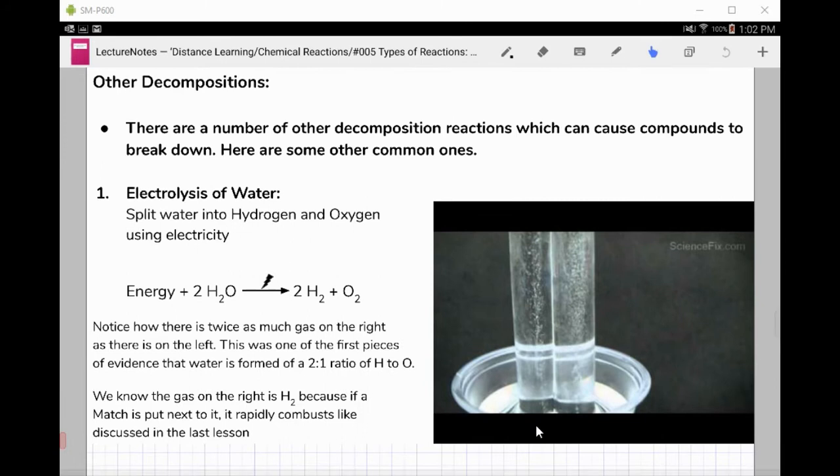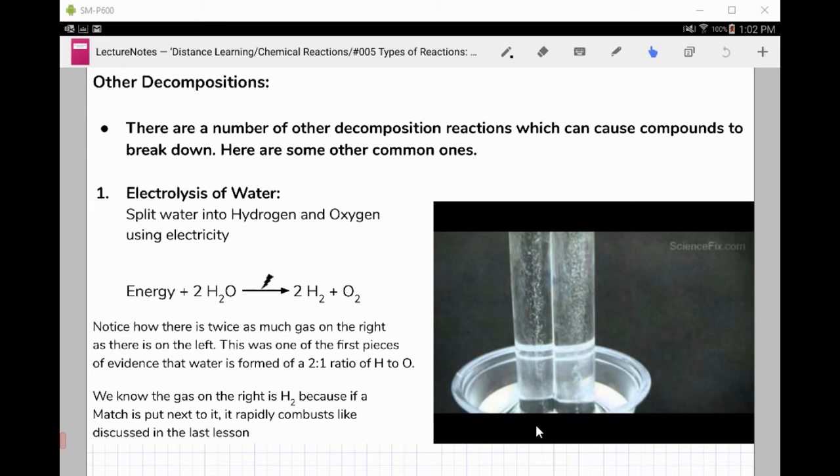Now, two other decomposition reactions that are pretty common. However, these don't really involve heat being emitted. It's not thermal decomposition, and it's not like a hard and fast rule like the way carbonates and chlorates would be. One other common one is the electrolysis of water, which is how we can get hydrogen gas and oxygen gas by itself.